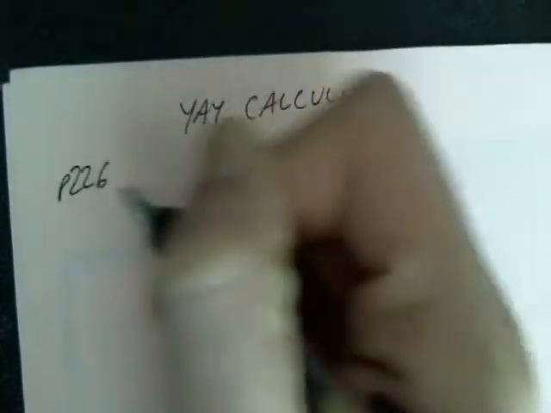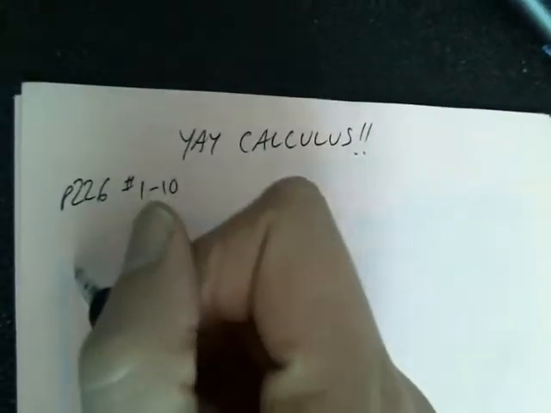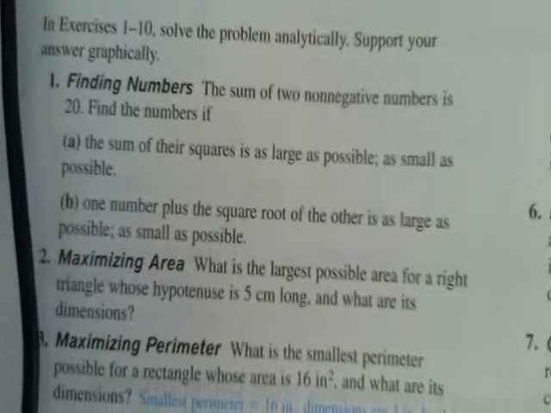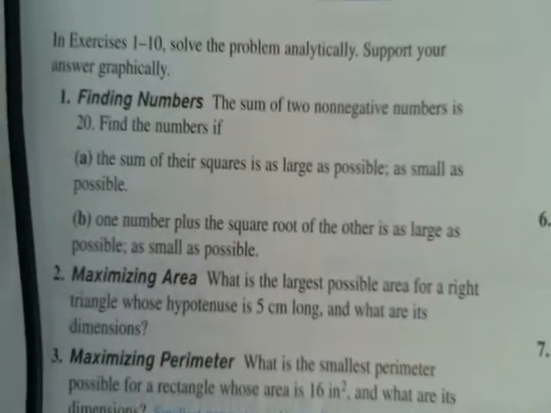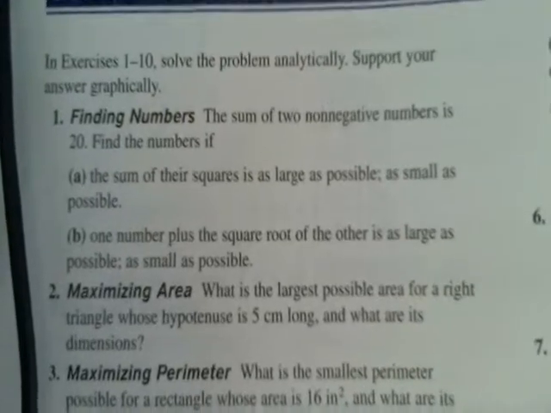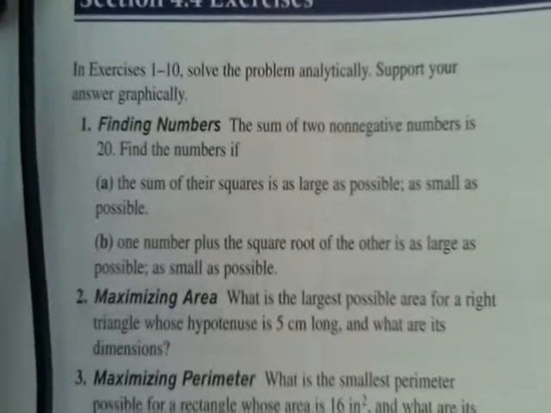Doing page 226, 1 through 10. See how far we get. Number 1, we have the sum of two non-negative numbers is 20. Find the numbers if the sum of their squares is as large as possible or as small as possible.